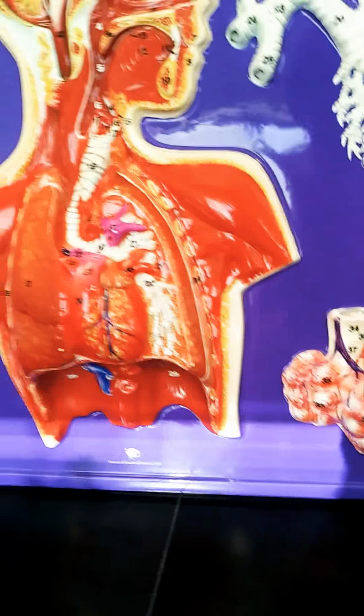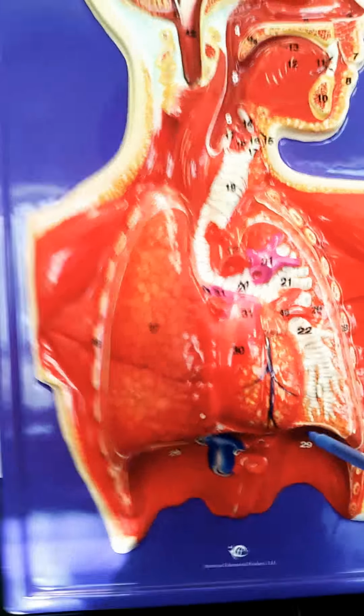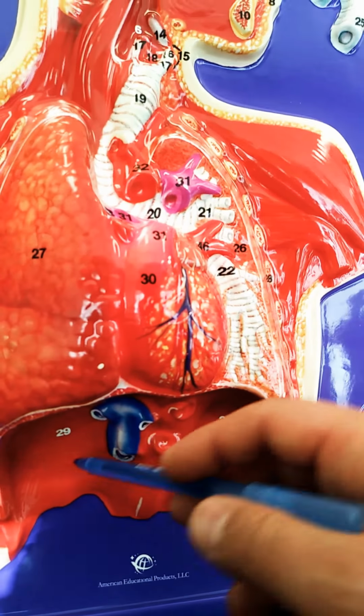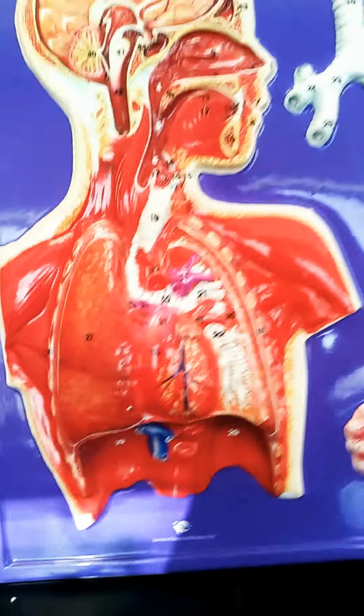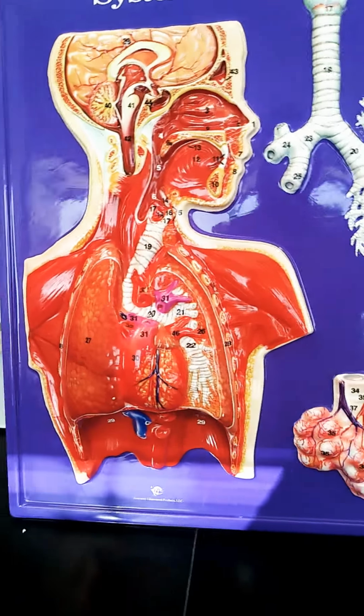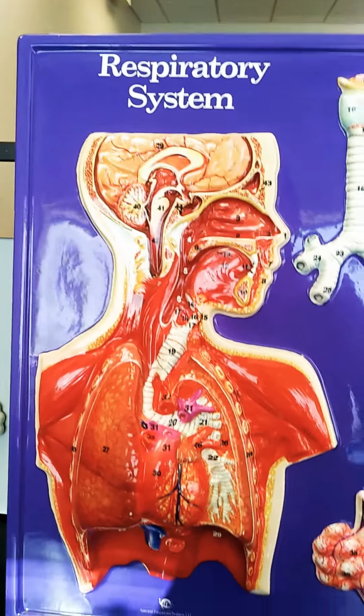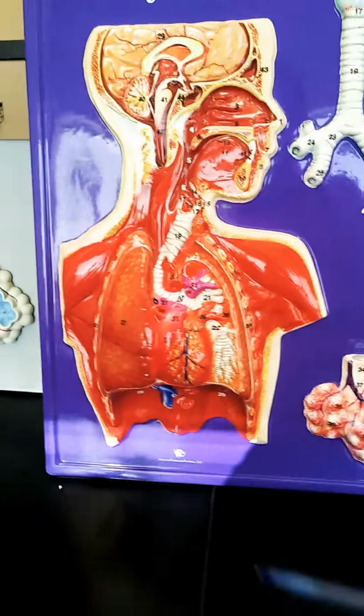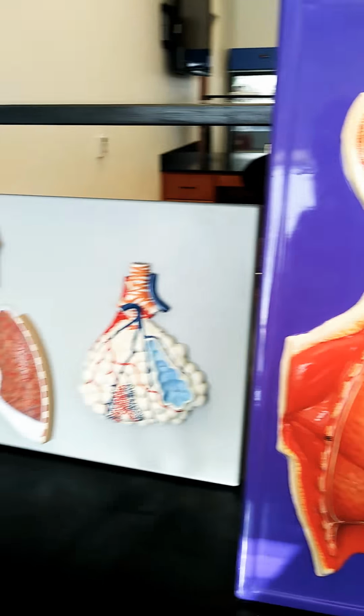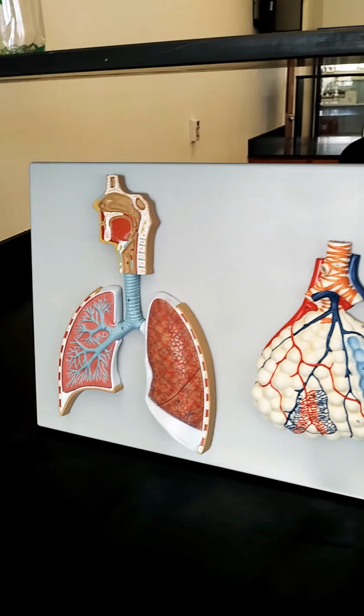Now, the main muscle of respiration is the diaphragm muscle, which is supplied by the phrenic nerve, C3, 4, and 5. This is very important because it's the main muscle of respiration. Now let's move along and look into our module here.